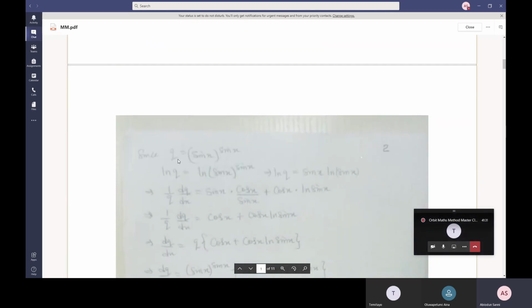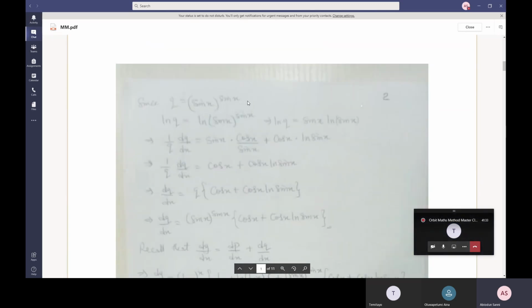Then we differentiate the second part, q, which is sin x to the power sin x. Take ln of both sides. Sin x comes to the front. You have sin x ln sin x. Apply the product rule on the right. Ln q, differentiate q: 1 over q dq/dx. Applying the product rule here, we have this result.